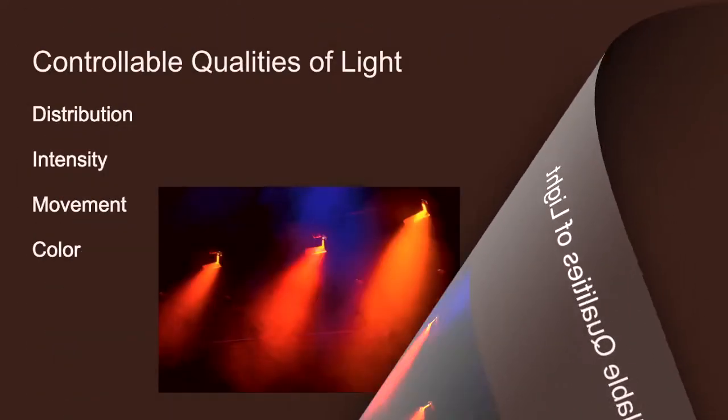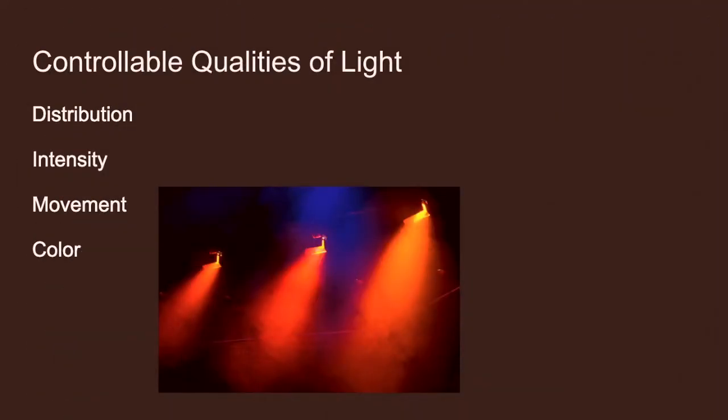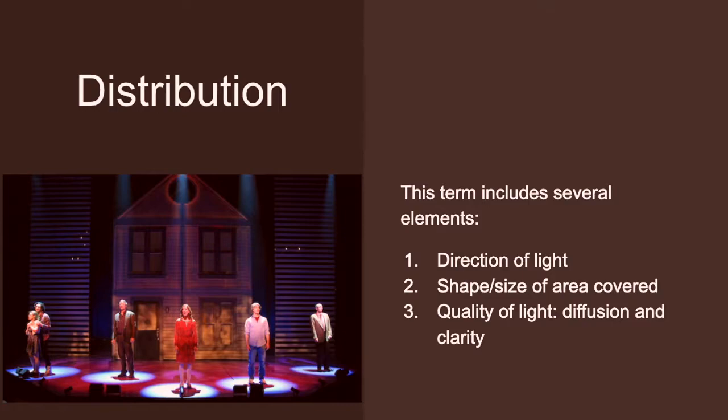Let's get started. First, we're going to talk about the controllable qualities of light. The controllable qualities of light are distribution, intensity, movement, and color. Distribution. This term includes several elements, including the direction of light, the size and shape of the area it covers, and the quality of light, diffused or clear.